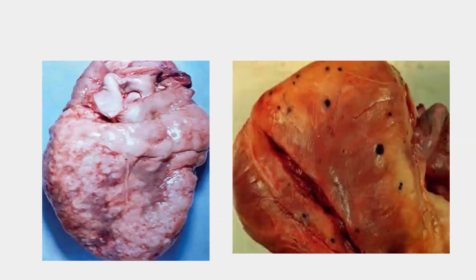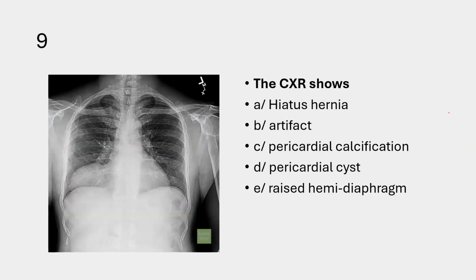Okay. Now here are mets to the pericardium, as you see here. These are dense mets seeding into the pericardium, making it kind of rough and corrugated. And this is seeding from melanoma. These black spots are melanoma mets.